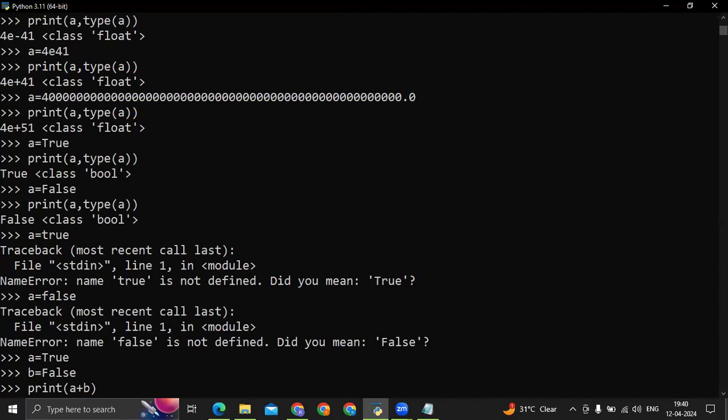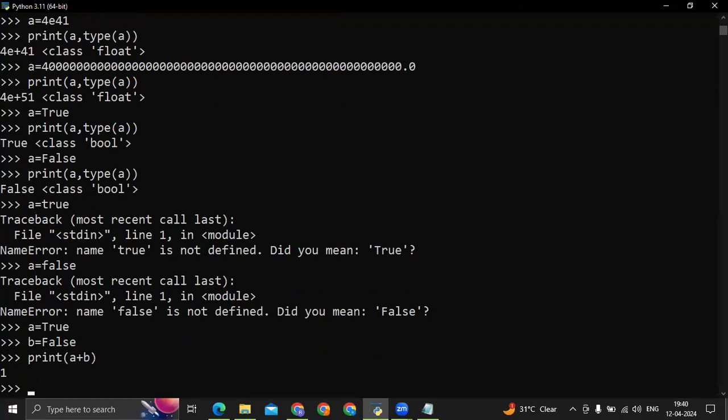Now, as I told you, internally, the value of true is 1 and false is 0. So 1 plus 0 is 1. Now, let's take print A star 0B1010 minus B plus A. Now give me the output. Let me tell you, binary format 0B1010 is 10. Now give me the answer.